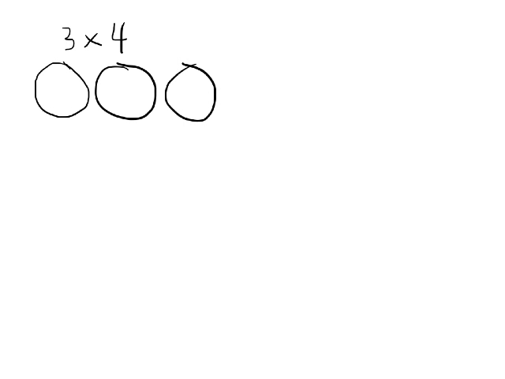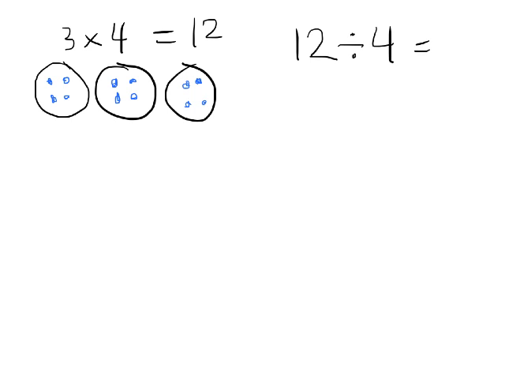What I do is I tend to use a pattern, and that's exactly what EngageNY is using as well. So let's start with something like 3 times 4. We're going to define this as 3 groups of 4. So you've got 1, 2, 3, 4, 1, 2, 3, 4, 1, 2, 3, 4, and so we can see that 3 groups of 4 is equal to 12, and if we wanted to, we could write that as 12 divided by 4 equals 3.